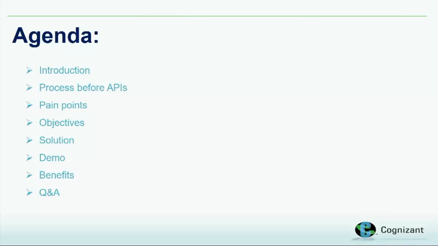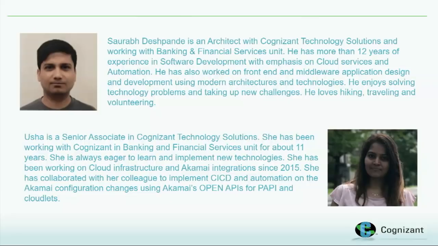We mainly will talk about the process before Akamai APIs were introduced and how we used to handle the Akamai configuration changes, and then the pain points we had before the APIs and what made us come up with the CICD procedure to automate the deployment process. Then the solution, how we designed the solution and all the orchestration, and we'll show you a short demo on it, and obviously share some benefits we've achieved with this process. And we'll take the questions at the end of the session.